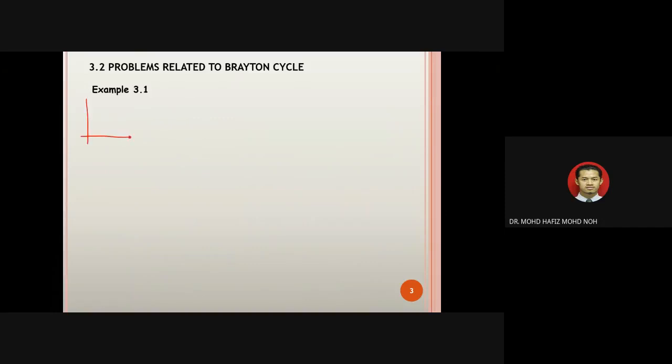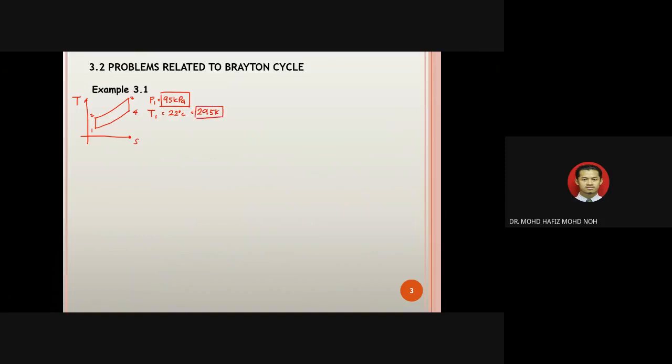So the TS diagram: state 1 to state 2, state 3 to state 4 is something like this. 1, 2, 3, 4. In this case, they give you the value of P1, which is 95 kilopascal. Then they give you the value of T1, which is 22 degrees Celsius, and you have to convert it into Kelvin. So we have 295 Kelvin.